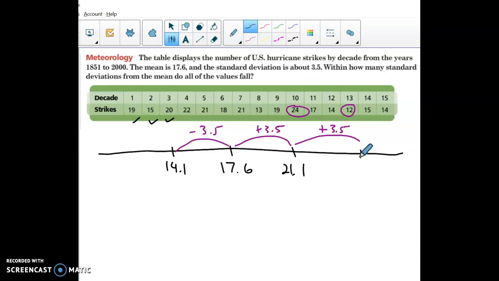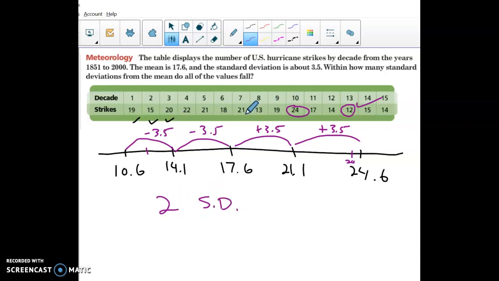So I'm going to add 3.5, right? And that's going to put us up here at 24.6. And then go down 3.5 a second time. So that would put us at 10.6, I believe, if I'm doing the math right. Okay, and so that would cover 12, right? 12 would be right there, so we're okay on this one. And then 24, it would just barely cover it because it would be right there. So the answer to this would be 2 standard deviations, because once we went out twice, we covered all the possibilities.